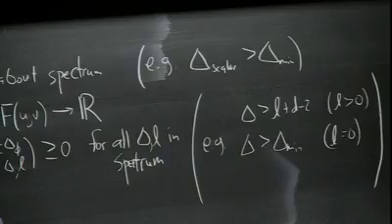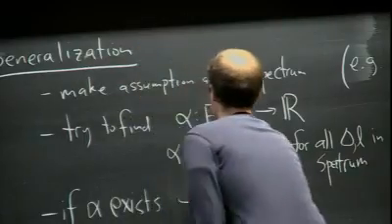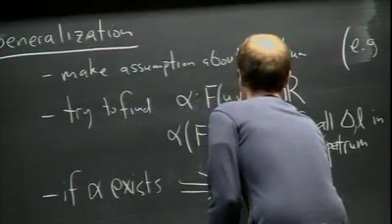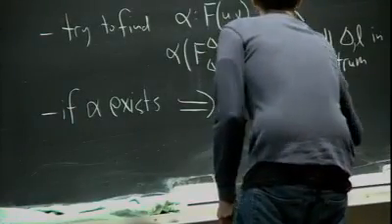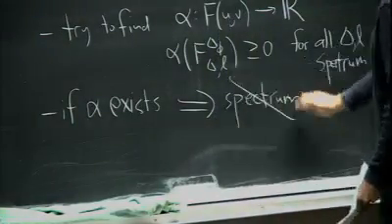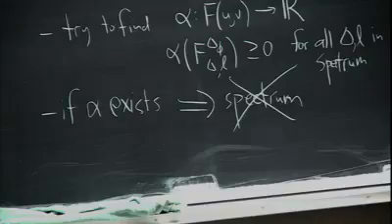So if we succeed in finding such an alpha, then the spectrum that we hypothesized is ruled out. And the logic for that is exactly this here. We assume there's a solution to crossing, then we apply alpha to it, and we get a contradiction.